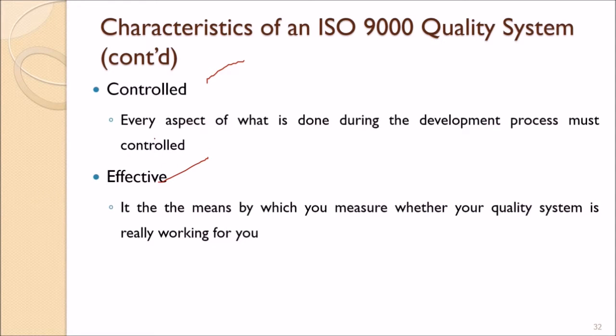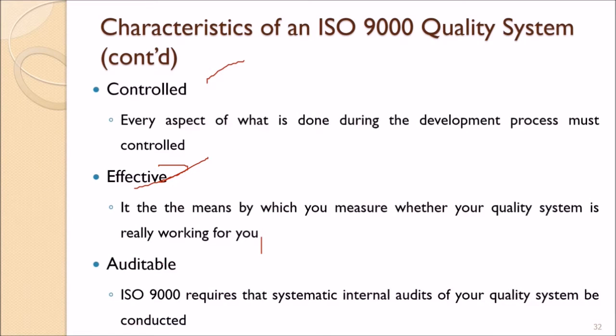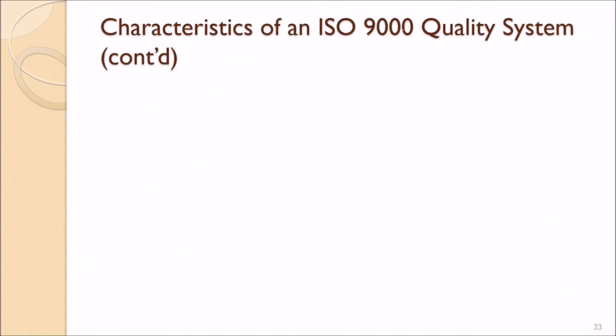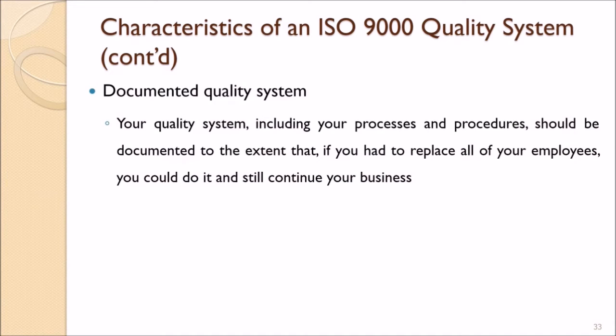It should be effective. That means you measure whether your quality system is really working for you or not. Otherwise, you need to change. Auditable. ISO 9000 requires that systematic internal quality audits be conducted every now and then, most possibly every six months or quarterly.